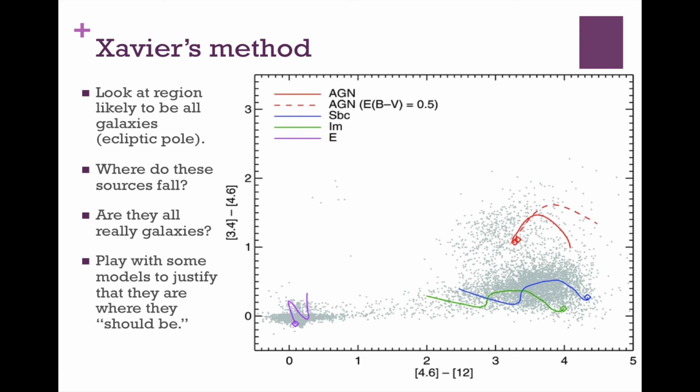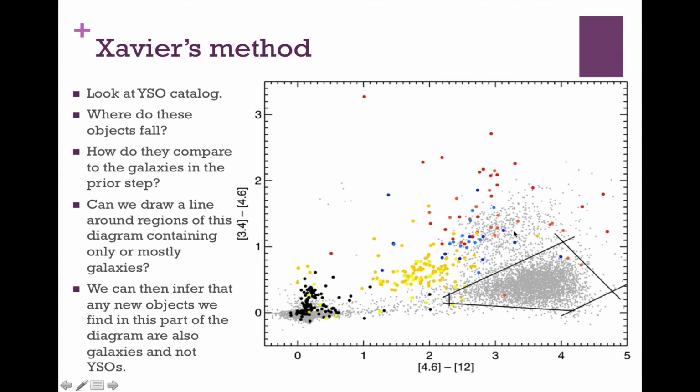Where do those sources fall? Are they galaxies? And play with some models to make sure that you understand why they're there. 3.4 minus 4.6 versus 4.6 minus 12. Plain stars and elliptical galaxies. And you've got spirals and irregulars. And you've got AGN up here.